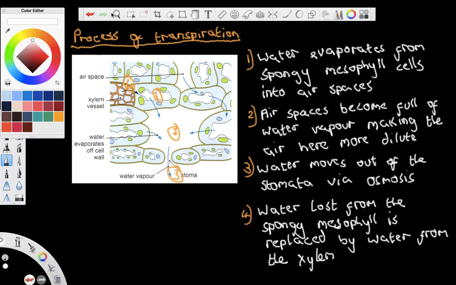So what we've got is water evaporating from these spongy mesophyll layers inside of the leaf into the air gaps. Okay, this makes the water levels inside the air gaps increase, making the air more dilute. This creates a water potential gradient where it goes from a dilute solution to a more concentrated solution in the atmosphere. So water leaves the leaf through the stomata via osmosis. The water lost from the spongy mesophyll cells is then replaced by water from the xylem vessel.